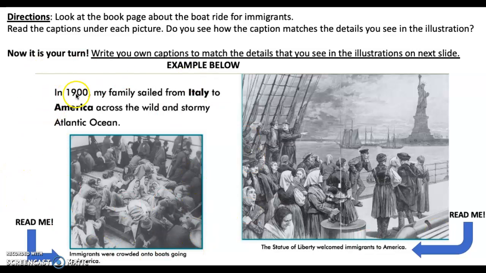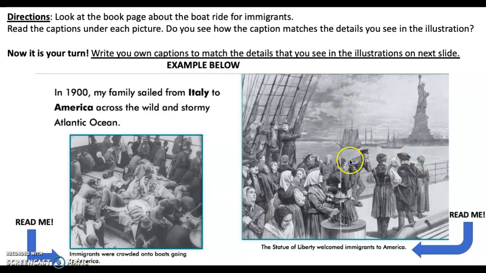And it says, in 1900, my family sailed from Italy to America across the wild and stormy Atlantic Ocean. And here is the photograph. And here's the caption. Immigrants were crowded onto boats going to America. Do you see how that perfectly matches in the photograph? Here's all the immigrants, and they're all crowded, and they're on a boat going to America. I also like how the author used the word immigrants instead of they, so I know who it's talking about.